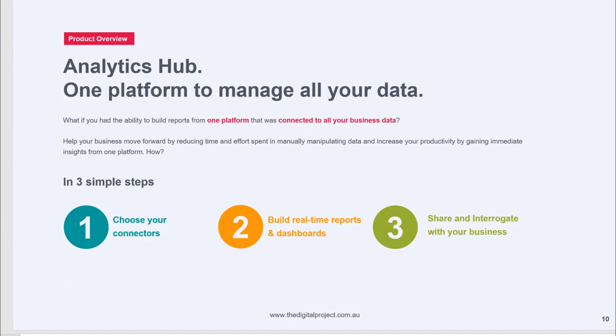So let's have a look at how Analytics Hub works. So you have one platform to manage all your data. And so really there are 3 steps for you to activate your Analytics Hub. The first thing is to choose your connectors. The second component is building the reports. And the third component is sharing the reports with others and then interrogating your business data in your reports.